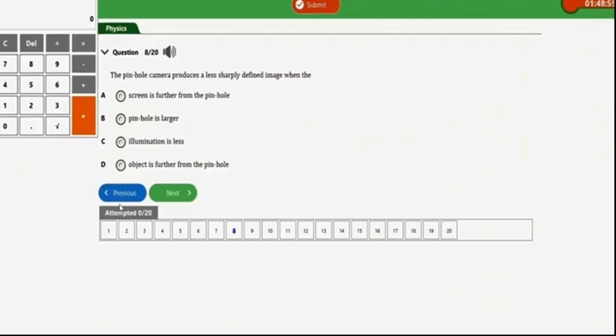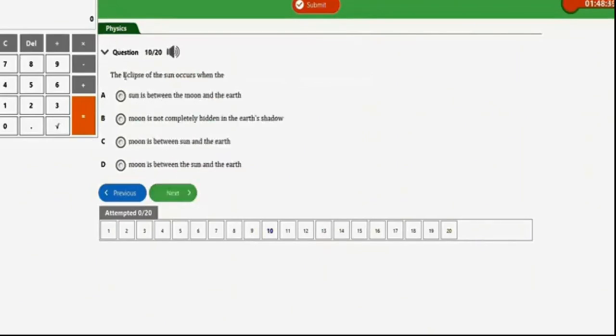Alright, so let's go to the next repeated question, which is this one. It says the blurred image produced by a pinhole camera with a very small hole is attributed to, the correct option is diffraction, option A. So let's go to the next one, which is this one.